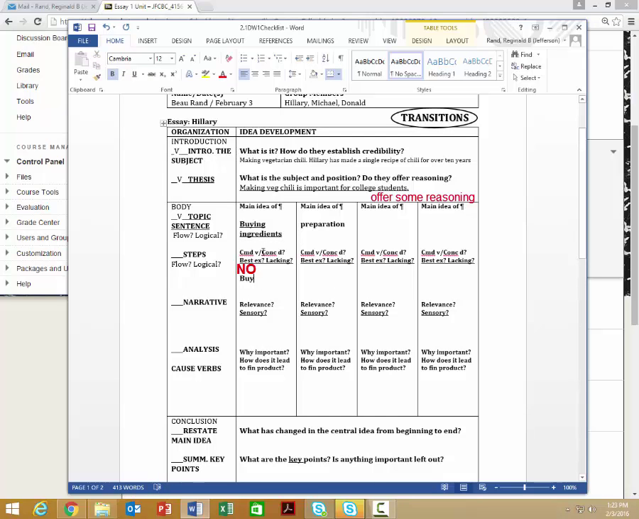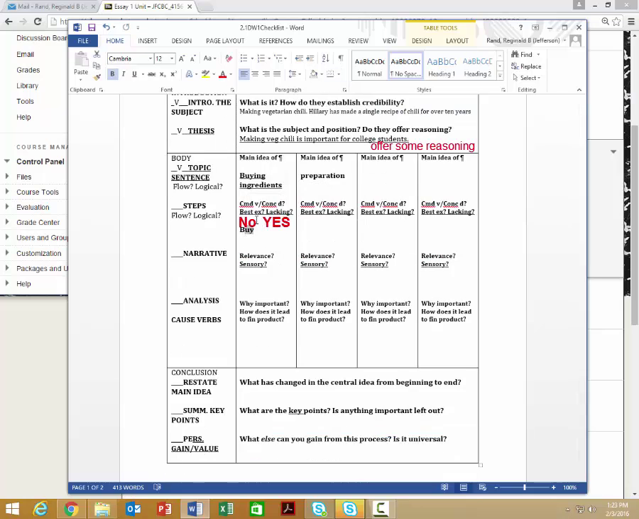We also want to use concrete details or details that are specific. What I've also put here is best EX or best example and lacking. So I think it'd be a good idea to underline the best example of a step or underline areas that are lacking and point that out to your group member. Once you're done with that, check it off. Let's move on to the narrative. We don't need to give narrative in every single paragraph in this essay, but it's good to have at least one or two to help illustrate the process and add some more credibility. So we'll say that Hillary in her essay has added narrative to the body paragraph detailing about buying ingredients.